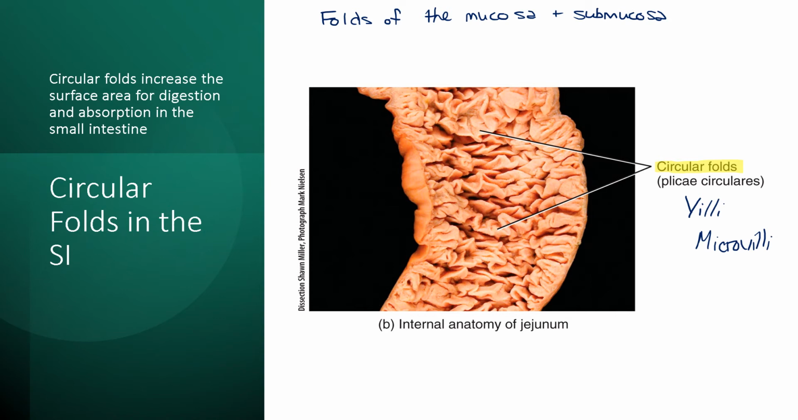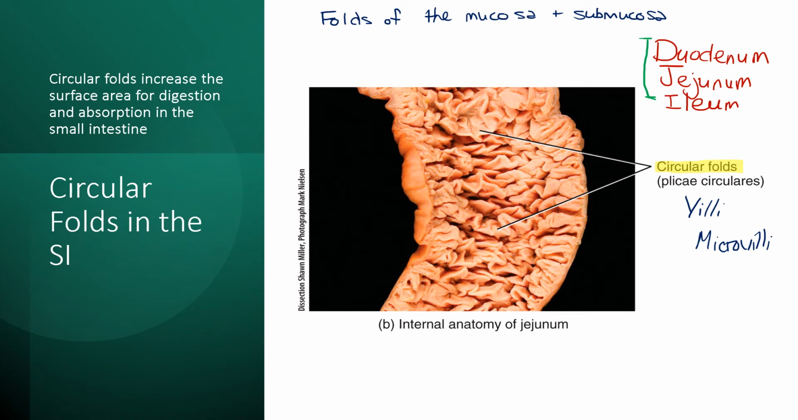So the actual order of the small intestine is the duodenum, which will go into the jejunum, which will end in the ileum. So these circular folds will start at the duodenum and then end kind of in the midpoint. So we're going to start here at the top and then go kind of to the midpoint of the ileum here. Circular folds are along the small intestine, that whole length.